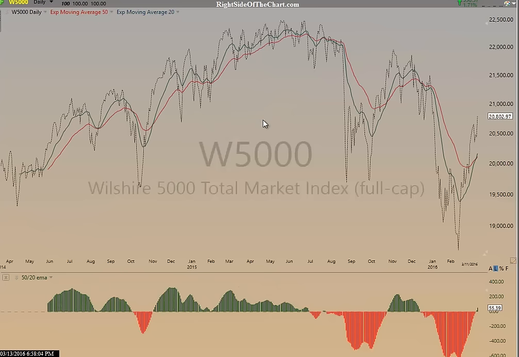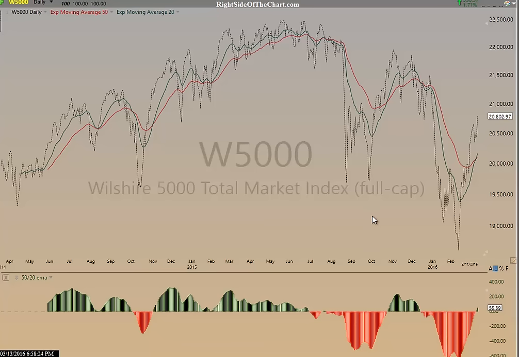This is the Wilshire on a daily time frame, the daily intermediate term trend, which I like to use as 50 and 20 day moving averages. And you can see we actually do have a little bullishness here now, a bullish crossover, I should say, where that pair has just recently crossed over.